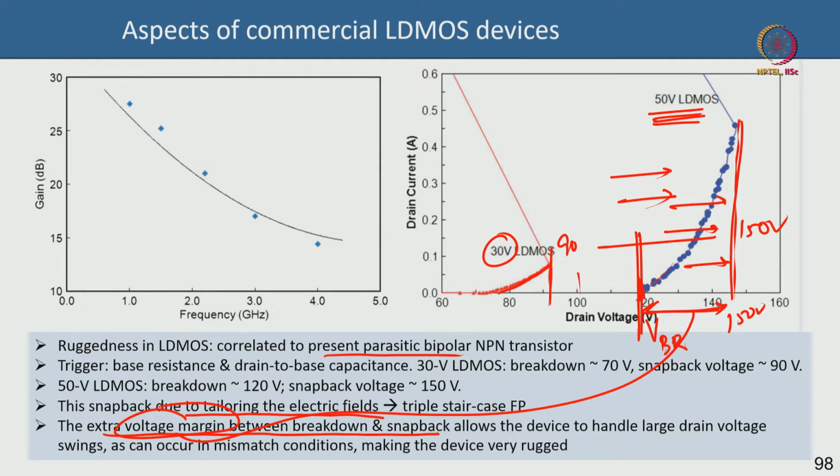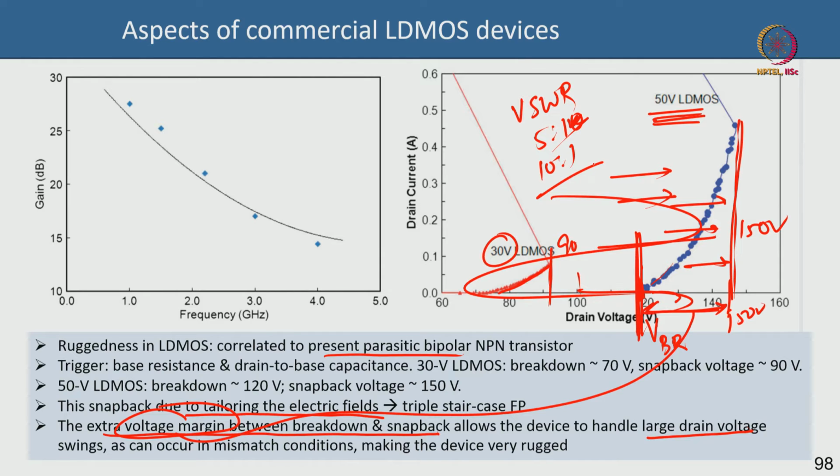This extra voltage margin between the breakdown and the snapback will allow the device to handle higher drain voltages, which means your drain swing can cross over beyond 120 also, as long as it does not touch 150. So although the breakdown is defined at 120, you are able to have an RF swing that can touch that or exceed that, but for a very low amount of time. Okay, especially in a mismatch condition, when you have a high VSWR like a 5:1 or 10:1 mismatch ratio, when you have a highly mismatched load, you can allow the RF swing to go past the breakdown voltage as long as it does not hit the snapback voltage.